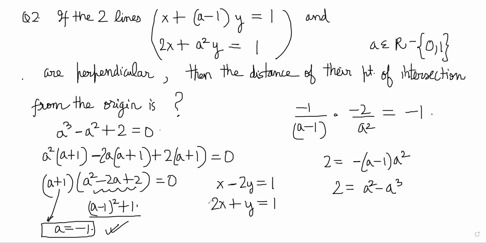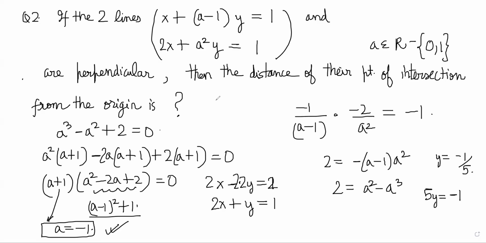Okay, so solve these line equations. And in order to solve the line equations, I can multiply this with 2. 2x minus 2 into 2y is 2. And subtract, you get y minus minus 4. So 5y is equal to 1 minus 2 minus 1. So y is equal to -1 by 5.